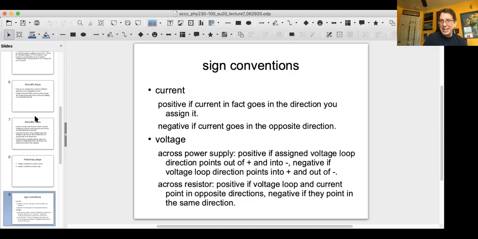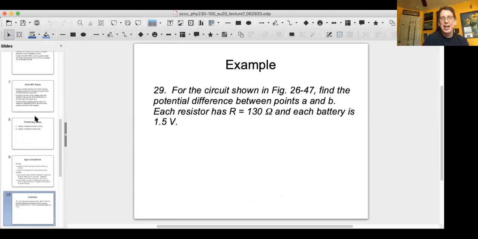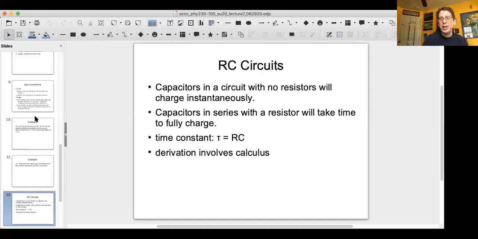Now, across a resistor, you have to pay attention to the direction you assign the current as well. If the voltage loop and the current arrow are pointing in the same direction across that resistor, that's actually a voltage drop, and you subtract I times R. But if the voltage loop, for whatever reason, is going in the opposite direction of your current arrow across that resistor, then that's a voltage rise, and so you add I times R. So those are the sign conventions, and we went through a couple of examples of that.